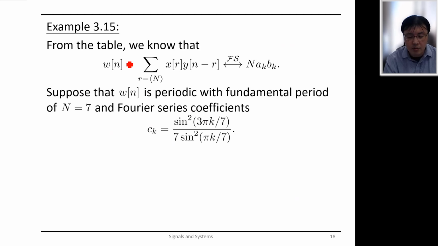If you have a signal Wn that is equal to a convolution between two signals x and y, then the Fourier series coefficient will be equal to the product of their respective Fourier series coefficients multiplied by the period capital N. Utilizing this property, we're asked to answer the following question. Suppose that Wn is periodic with fundamental period capital N equal to 7, and that the Fourier series coefficient takes on this form here.